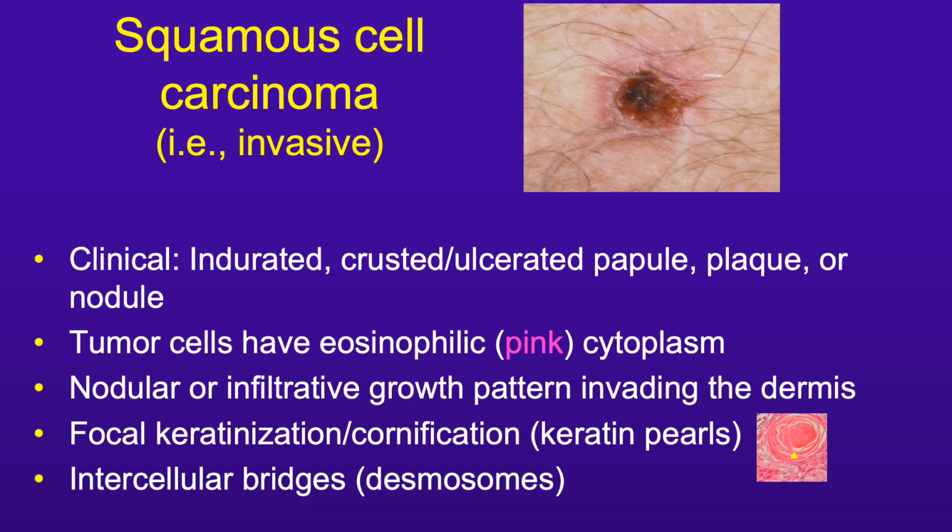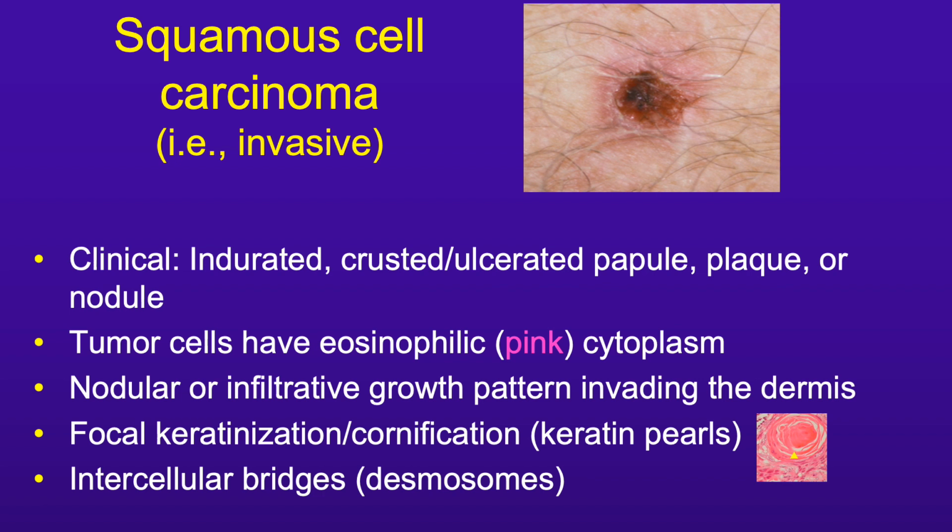Squamous cell carcinoma is much more likely to be clinically and histologically ulcerated. The tumor cells are squamoid, meaning that they have more or less eosinophilic or pink cytoplasm, more or less the same color as the surrounding epidermis. And I'm using pink here. This will become more apparent when we contrast the more purple appearance of basal cell carcinoma.